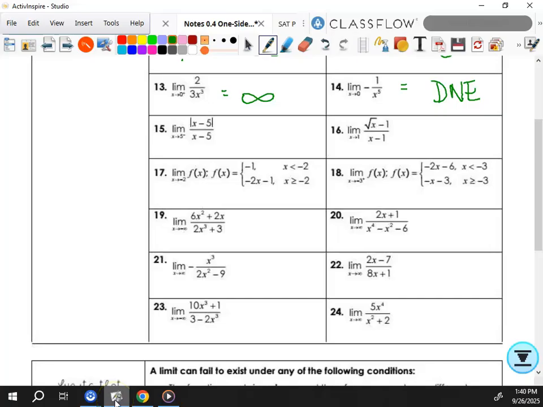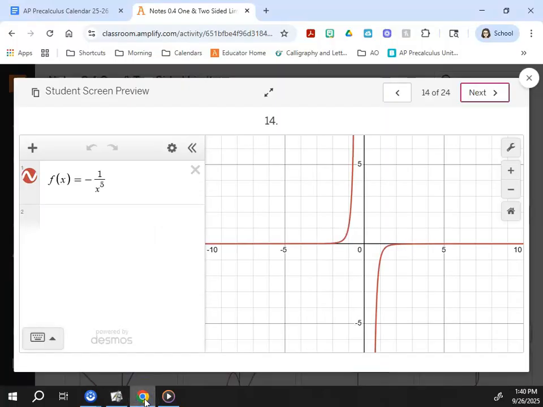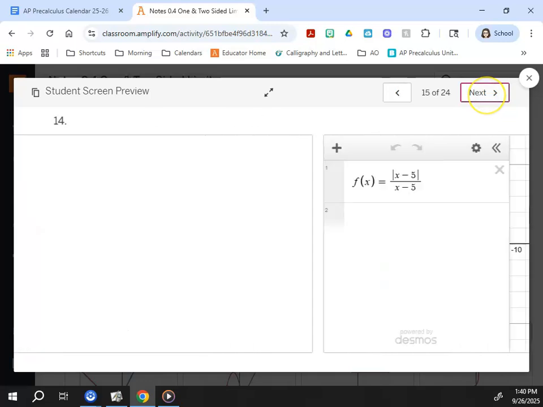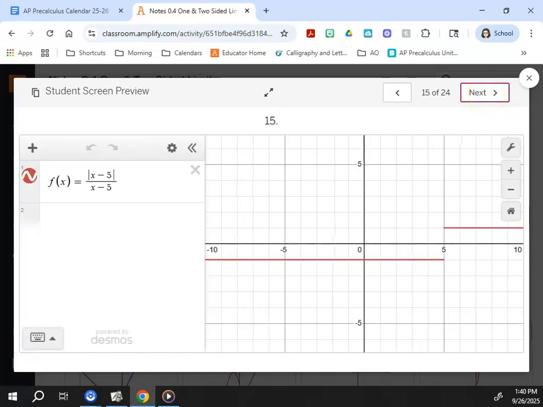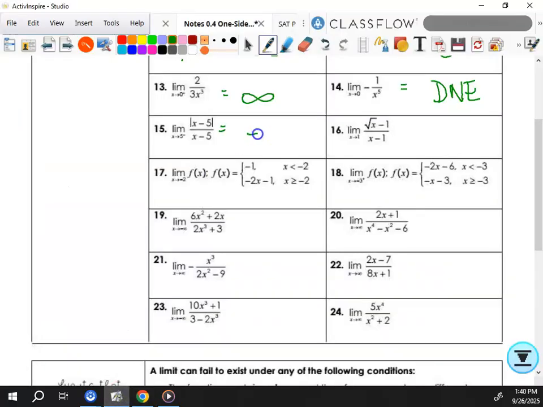All right. 5 from the left. Left, left, left. Negative infinity. As I approach 5 from the left, -1. Do we know why? Yes, we're all good? Okay. All right. 1 from which direction? Both.